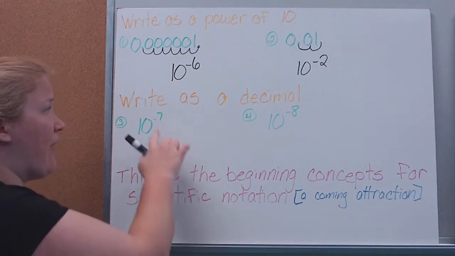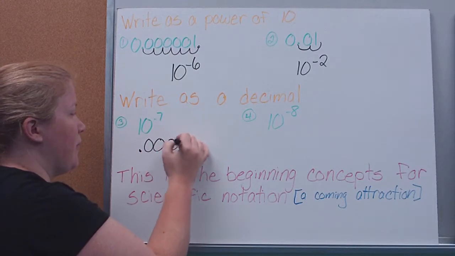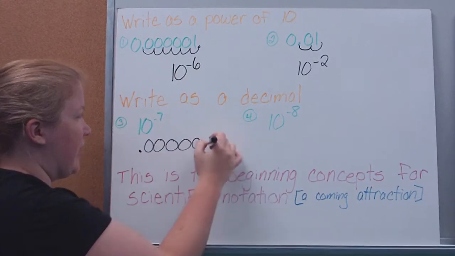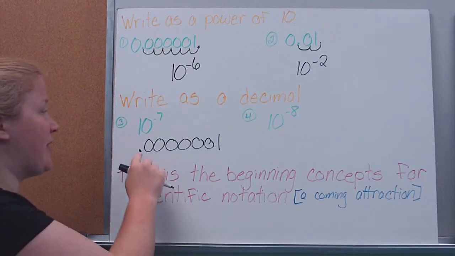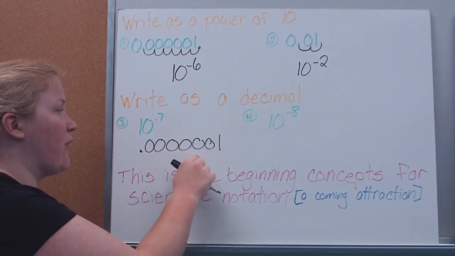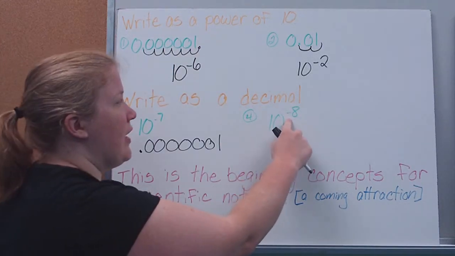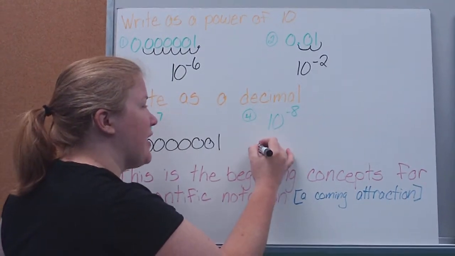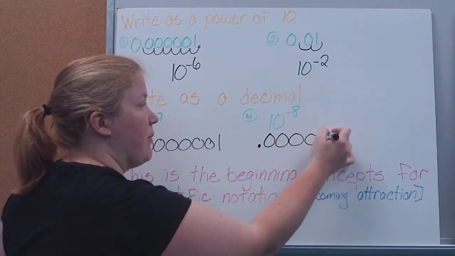Well, that means I should have 7 decimal places, which means I need 6 zeros. And don't forget, we still need our 1 at the end. So I need 7 decimal places. If you count 1, 2, 3, 4, 5, 6, 7, I have 7 decimal places. Here, negative 8, that means I should have 8 decimal places, which actually means I'm going to have 7 zeros before my 1.